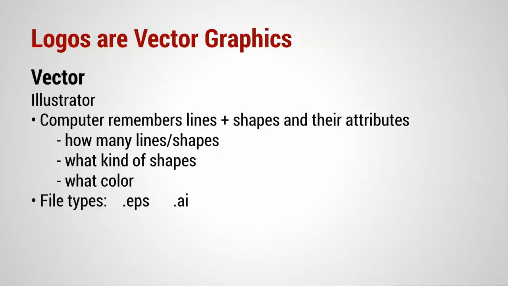Illustrator is a vector program. It deals with vector graphics, and in vector graphics, the computer remembers lines and shapes. So it basically boils all these lines and shapes down into math, like doing the reverse of what you did in 8th grade math class. And it remembers the attributes of these lines and shapes. So in vector graphics, the program saves the file, and the file has information about how many lines are in the design, what kind of shapes are there, what color the shapes are, and how big they are. There are several file types, but you'll probably recognize an EPS and an AI. AI stands for Adobe Illustrator.